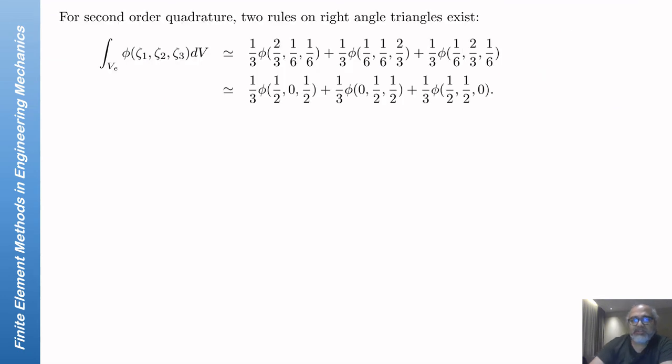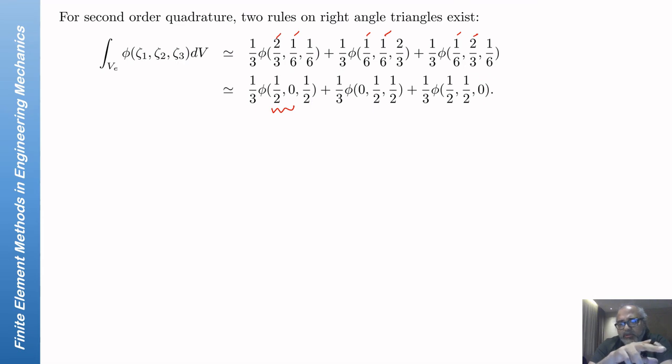If you want to do second order, you have two options for triangles. Again, you can evaluate it at r, s equal to 2/3, 1/6, 1/6, 1/6, 1/6, 2/3, and zeta 3 comes out as usual from 1 minus r minus s. So in this case, the weights are 1/3, 1/3, 1/3. You have another option where you can evaluate it at half, 0, 0, half, half, half, and again 1 minus r minus s comes out in each case, and again the weights are 1/3, 1/3, 1/3. We seldom need more than third order Gauss quadrature over triangles.